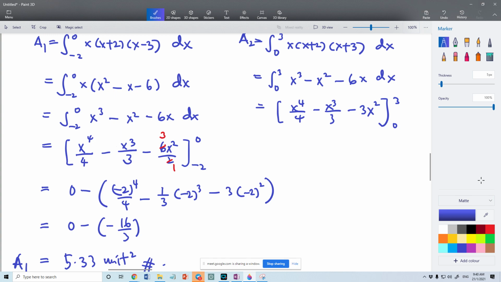Okay, just copy back. All this I accept, because we don't need to do the same thing twice. Okay, so now proceed for the substitution. So you get 3 power of 4 over 4 minus 3 power of 3 over 3 minus 3 times 3 square, minus 0, because 0, 0, 0. So all things become 0. So the next answer will be equal.